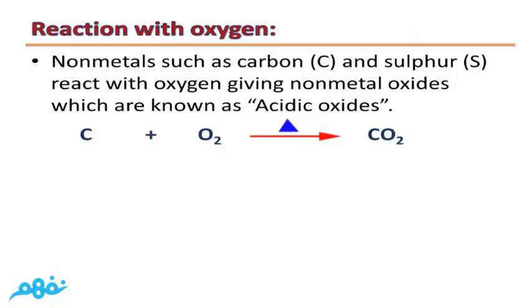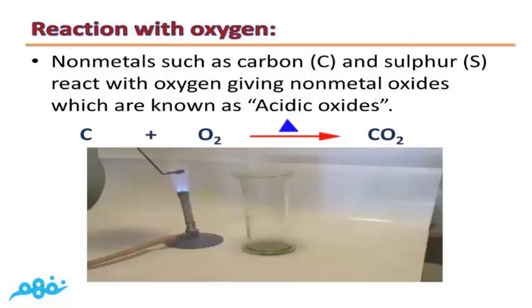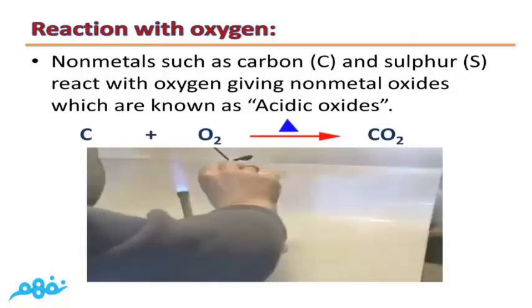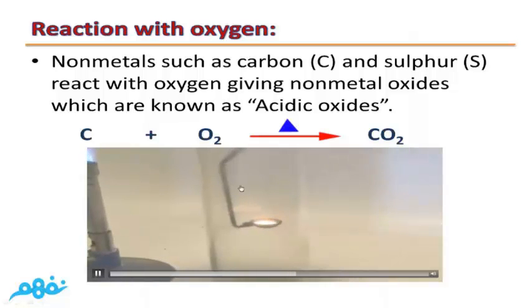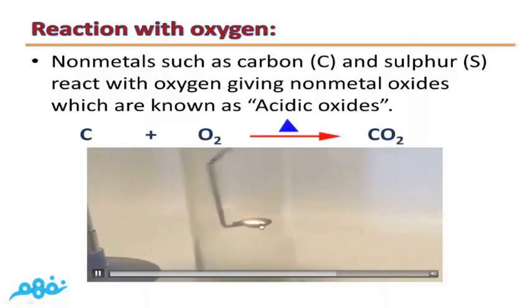Reaction of nonmetals with oxygen. Nonmetals such as carbon and sulfur react with oxygen, giving nonmetal oxides, which are known as acidic oxides. For example, C plus O2, by heating, will give carbon dioxide. If we heat a piece of coal in oxygen, carbon dioxide will be formed.